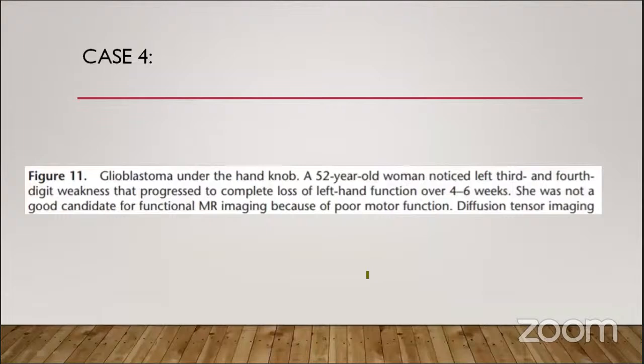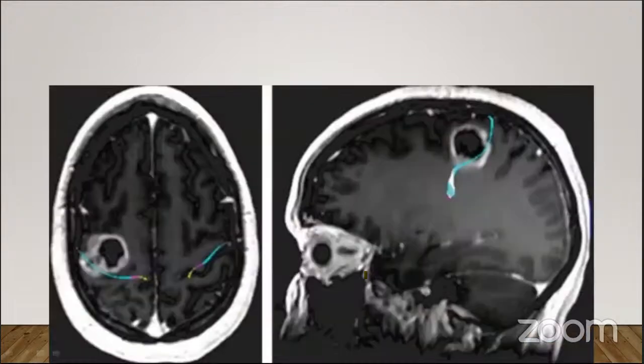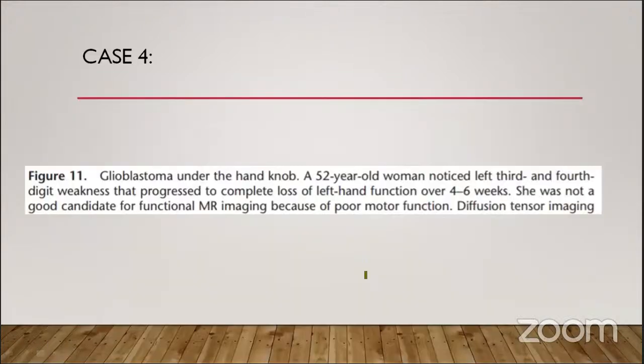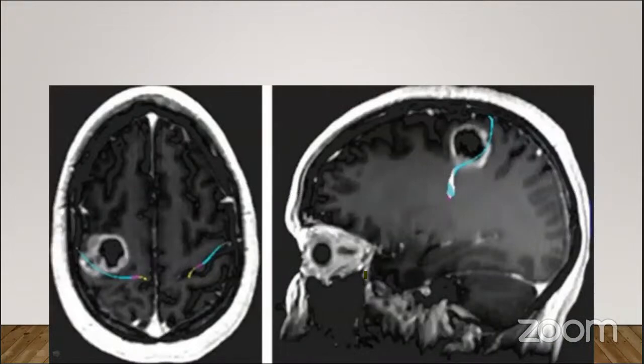Case number 4 is of a 52-year-old woman who noticed third and fourth digit weakness, then had complete loss of left hand function over 4 to 6 weeks. Functional MR imaging, that is BOLD MR imaging, was not done in this case, but we got DTI imaging done. In this, you can see a lesion over here. Where would the lesion be located? Can somebody please help me with this one?